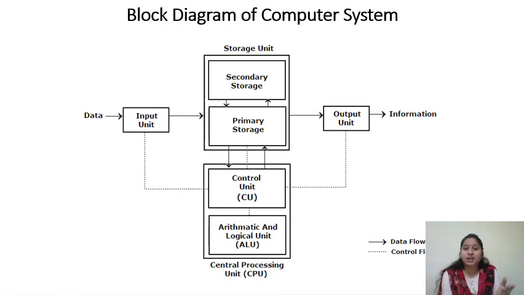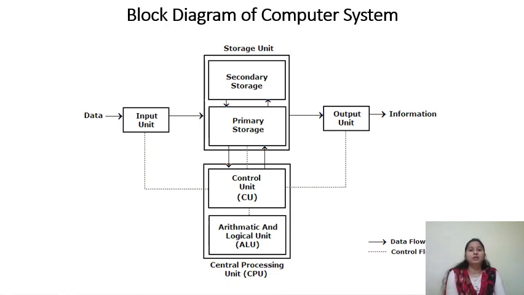Okay, so we can have the examples of secondary storage like hard disk, CD, pen drive. So these all are the secondary storage devices which are used by users for storing their data. Okay, so these are the two types of memory we are having, the secondary storage and primary storage. We will see both these storage devices in detail after this class. So these are the two storage devices.